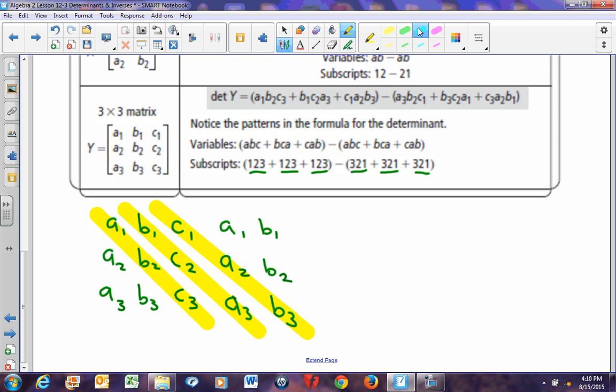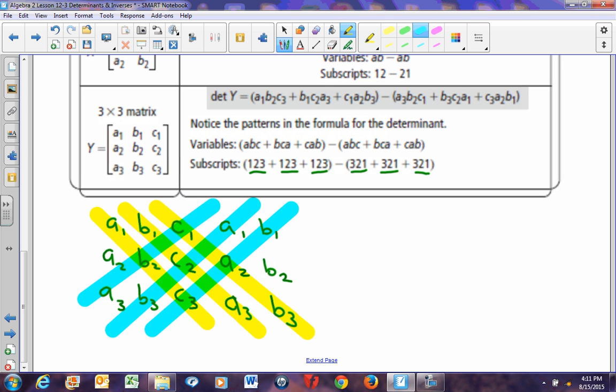Notice how it went A, B, C, B, C, A, C, A, B. And then it went 1, 2, 3, 1, 2, 3, 1, 2, 3. So now you're going to do this one, subtract this one, subtract that one. Not hard. Just go down and then up. Okay, it's a really neat trick. It's pretty easy to do.